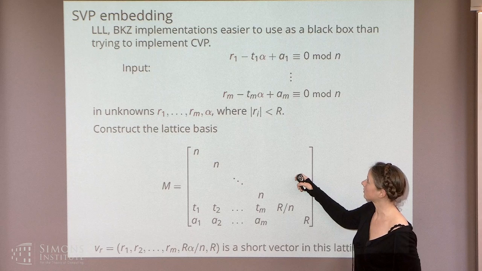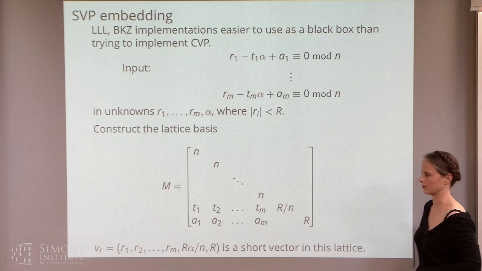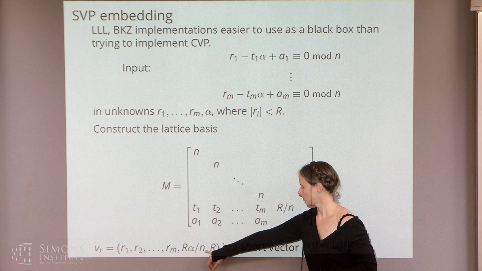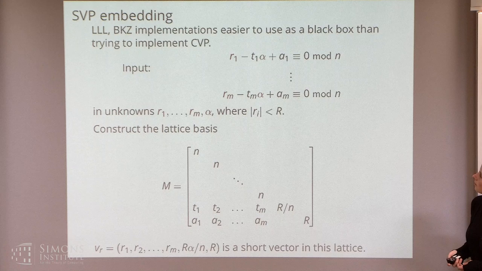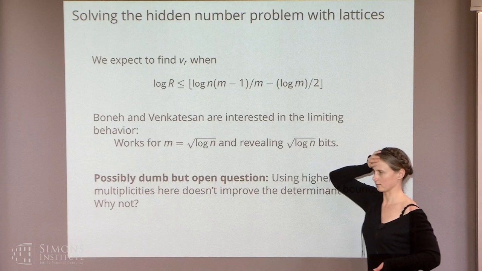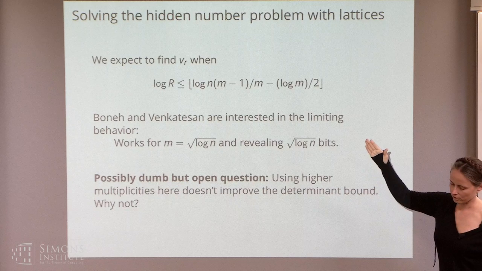You can embed this. If you don't like solving CVP, which nobody in practice likes solving, you can just increase the dimension of your lattice by like two, and do it so that if you find a short vector, it will be your solution. So again, we have this with some scaling factors as a short vector in this lattice. I don't feel like doing these calculations. Basically, you can write down the determinant and compute the length of the vector that you expect to find. And so you expect to find this vector when your bound is less than this. It only works for random lattices, and this is a heuristic result.